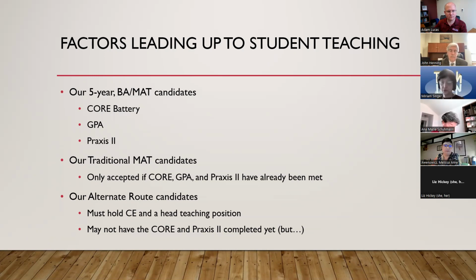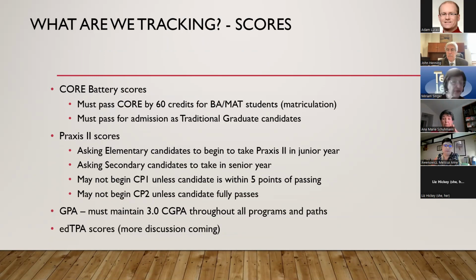Then we have our alternate route candidates. And I'd like to point out something that's unique with alternate routers right now, and that is they have to hold, for us, a CE, and they have to hold a head teaching position. But the state will issue a CE, and they are able to obtain teaching positions with that CE, even if they have not taken or passed the core, or had their Praxis 2. So part of the deal is making sure that they know right up front that they're going to have to comply with those requirements. And we'll talk about that in a little bit.